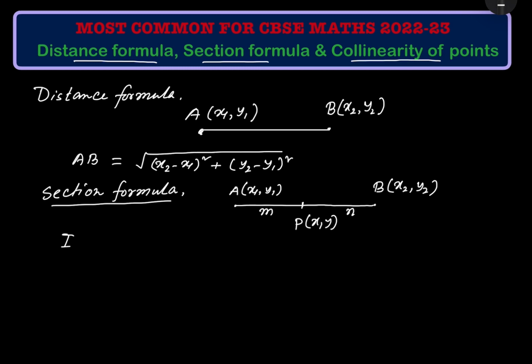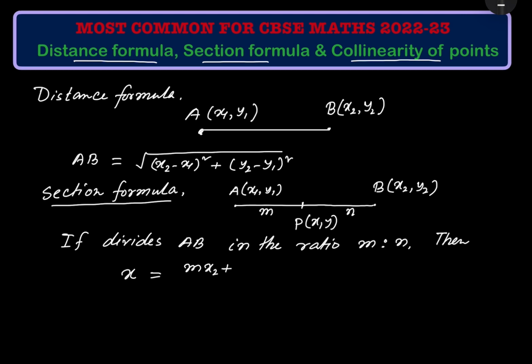If P divides AB in the ratio m is to n, then x coordinate of P will be mx2 plus nx1 by m plus n, and y coordinate will be my2 plus ny1 divided by m plus n. So this is called section formula.